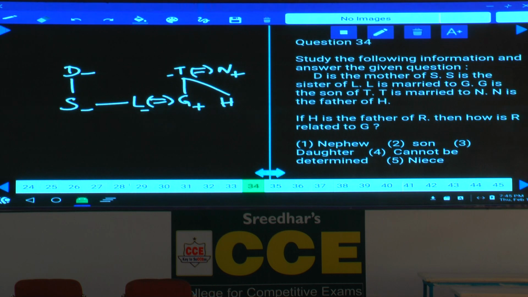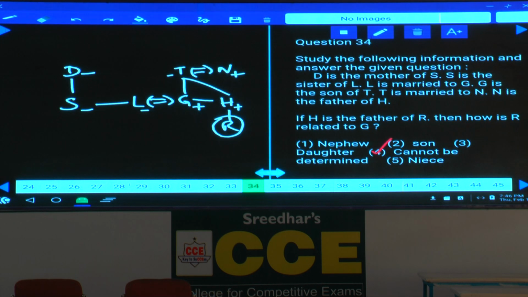Then question number 34, if H is the father of R, then how is R related to G? Yes, tell me how is this R related to G here? Now G's brother is H, brother's child. Now if this person R is a male, then nephew, female, niece. As the gender of this R is not known, the answer could be either nephew or niece. As you are getting two different answers, cannot be determined, that is choice 4.